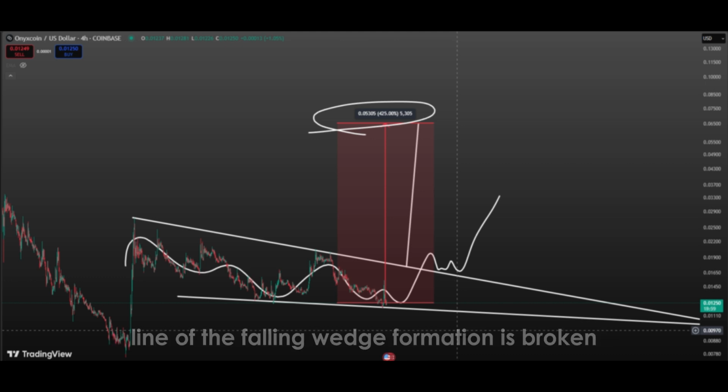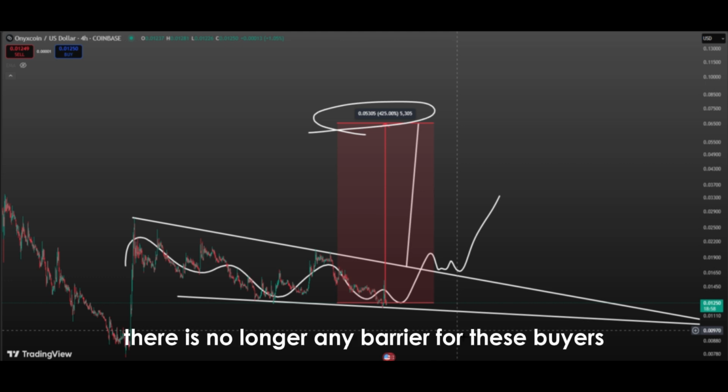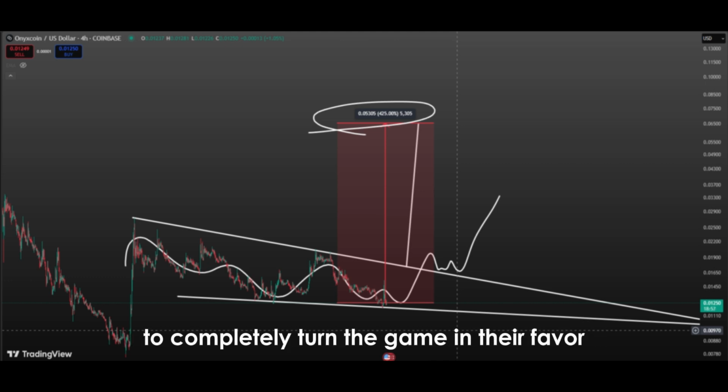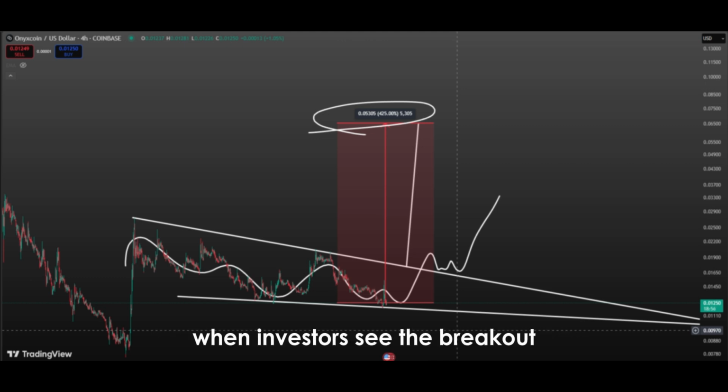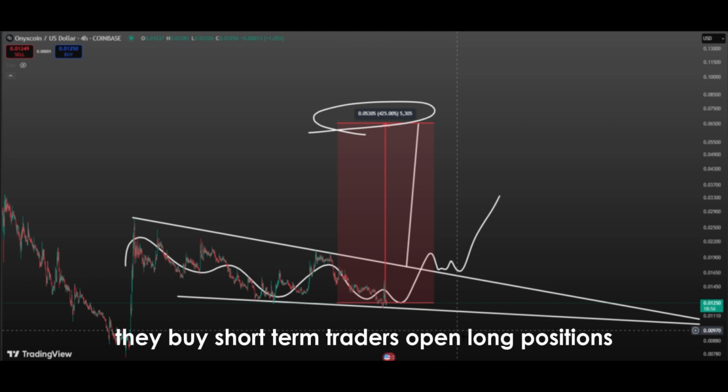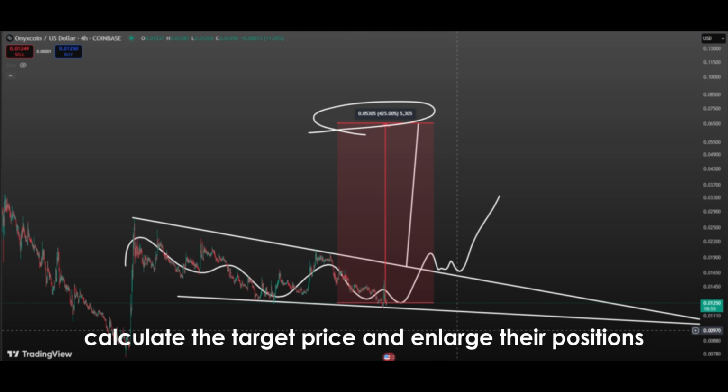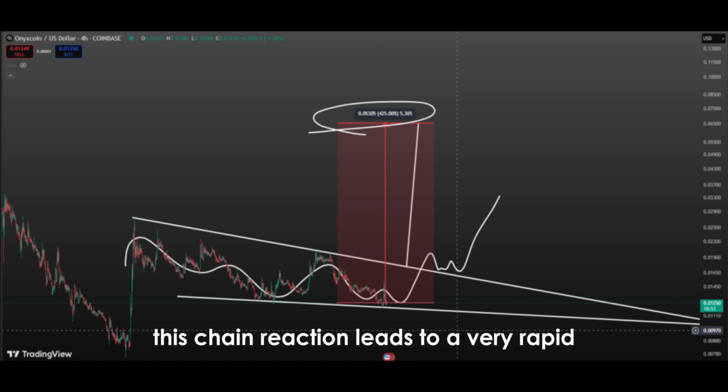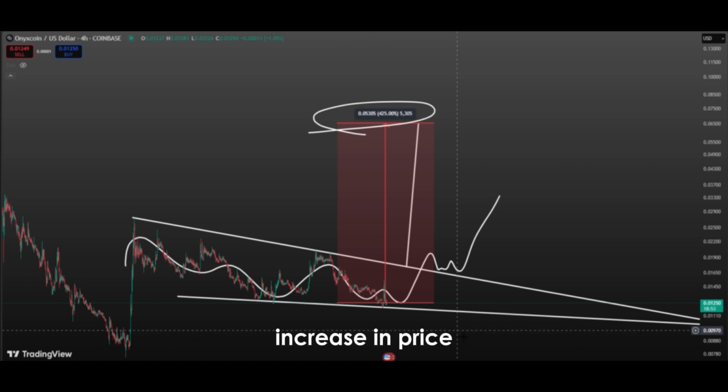When the upper trend line of the falling wedge formation is broken, there is no longer any barrier for these buyers to completely turn the game in their favor. When investors see the breakout, they buy. Short-term traders open long positions, and technical analysis followers calculate the target price and enlarge their positions. This chain reaction leads to a very rapid increase in price.